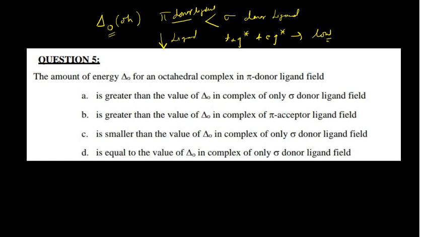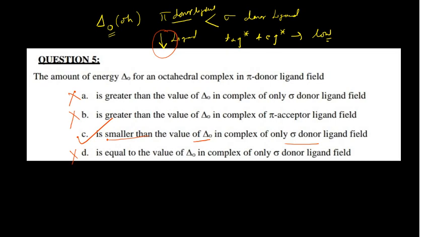So based on these three things, you might blindly mark delta O as greater. No, I am not saying that it is greater. I already told you it is lower, so this cannot be your answer. C can be your answer, D cannot be your answer. In pi donor ligand environment, delta O would be smaller than delta O in the sigma donor complex. So option C looks like the correct answer. But again, this question is based on your theory.